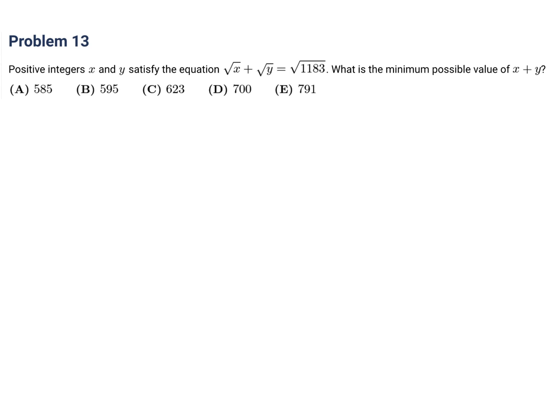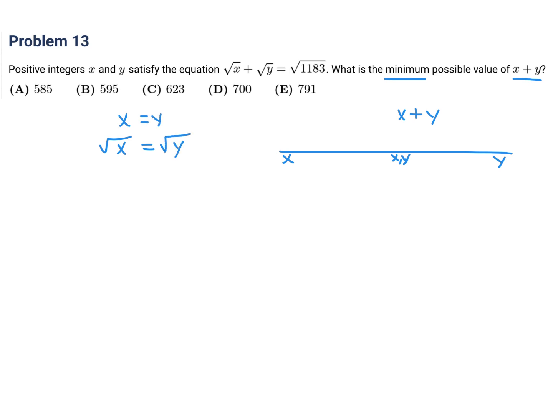Well, if you want the minimum possible value of x plus y, we want x and y to be very close together, very close in terms of their range, because the farther apart they are on the number line, if x is here and y is way over here, we will not get a minimum value. But if they're close together, then we'll get a minimum value. So the closest you can make them is to make them equal to each other. Let x equal y. So that means root x is equal to root y.